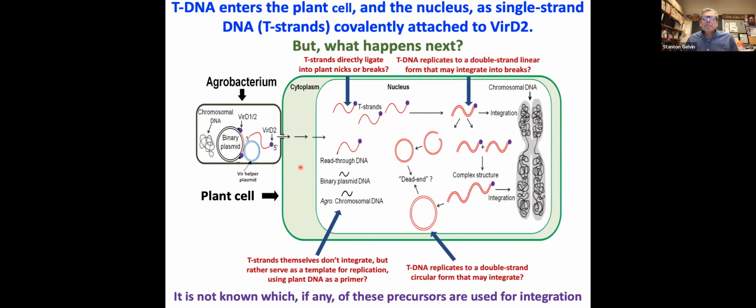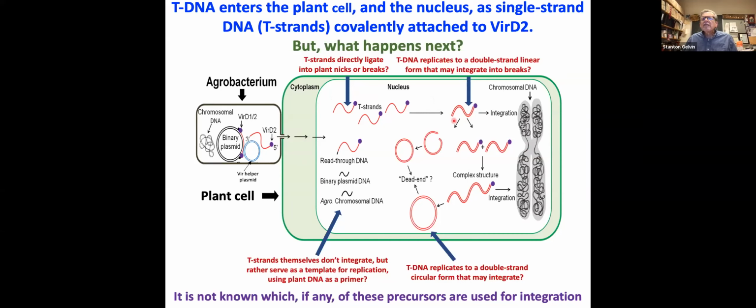So this figure shows a number of different possibilities of what's happening. We don't know what's actually happening, but these are some possibilities. We know that tDNA enters the plant cell as a single-stranded molecule. Maybe it directly ligates into nicks or breaks in the DNA. So maybe this single-stranded molecule directly ligates into the plant DNA. That's one possibility. Another possibility is this single-stranded DNA first replicates into a double-stranded linear form. We know that this happens.